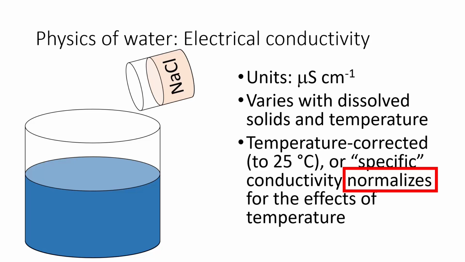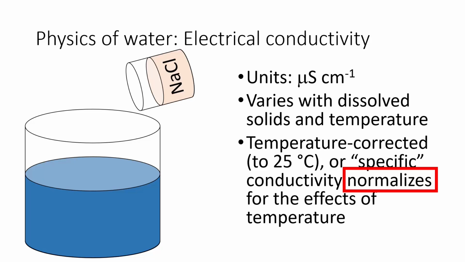So the idea is you say, what would the conductivity of the water be if the water were at 25 degrees Celsius? What this does is it normalizes the variation in the conductivity to no longer be a function of the temperature. We've corrected for the effects of temperature. So the only variation we should have left in a temperature-corrected conductivity should be due to the dissolved solids in the water.